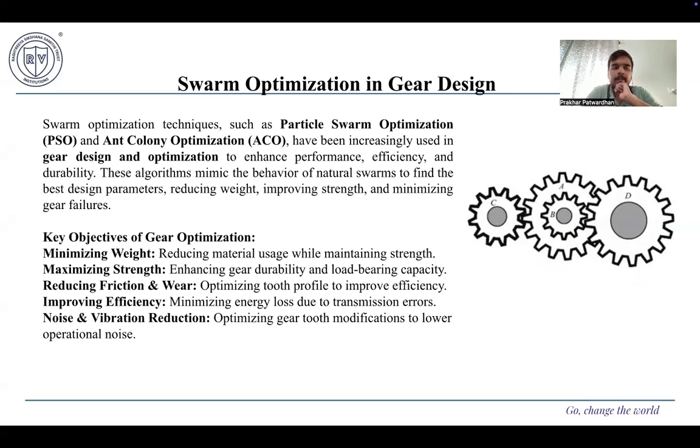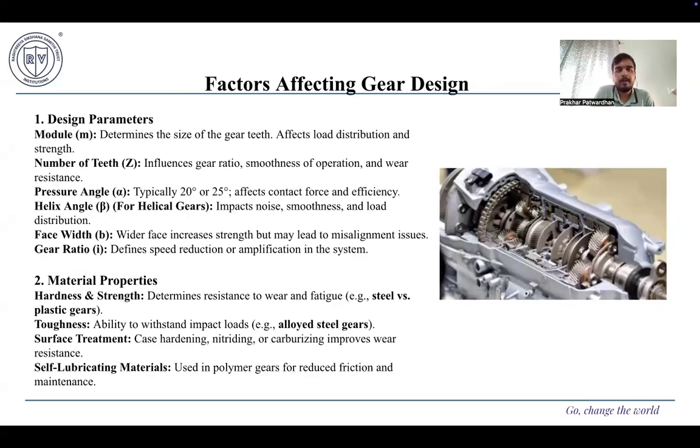gear failures. So the key objectives of gear optimization are minimizing weight, so reducing material usage while maintaining strength, maximizing strength, so enhancing gear durability and load bearing capacity. Third one is reducing friction and wear, so optimizing tooth profile to improve efficiency. Fourth one is improve efficiency, so minimizing energy loss due to transmission error. And the last one is noise and vibration reduction, so optimizing gear tooth modification to lower operational noise.